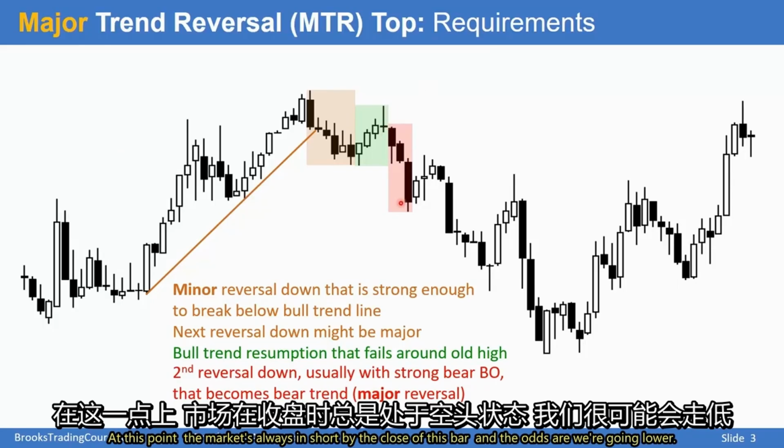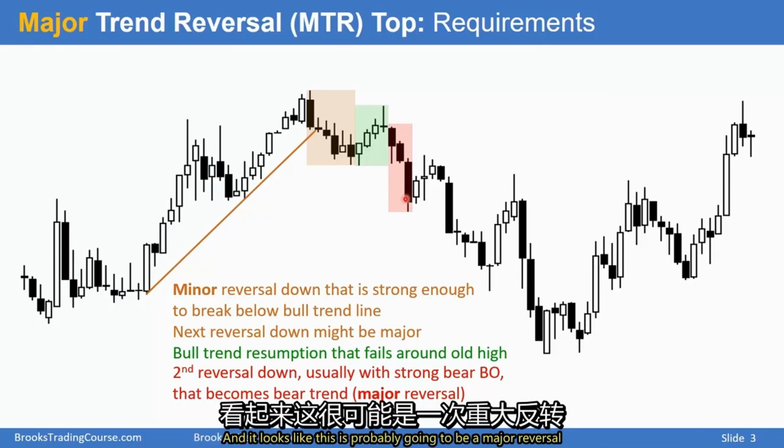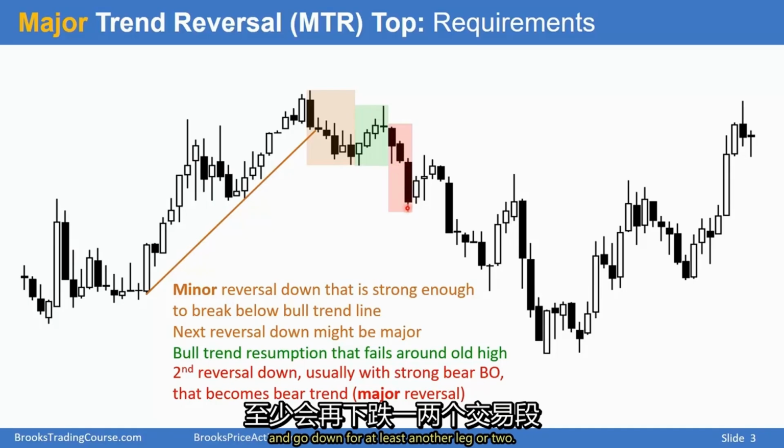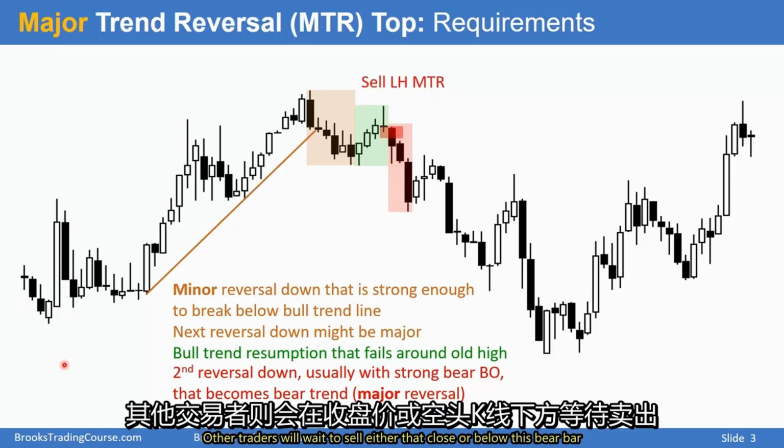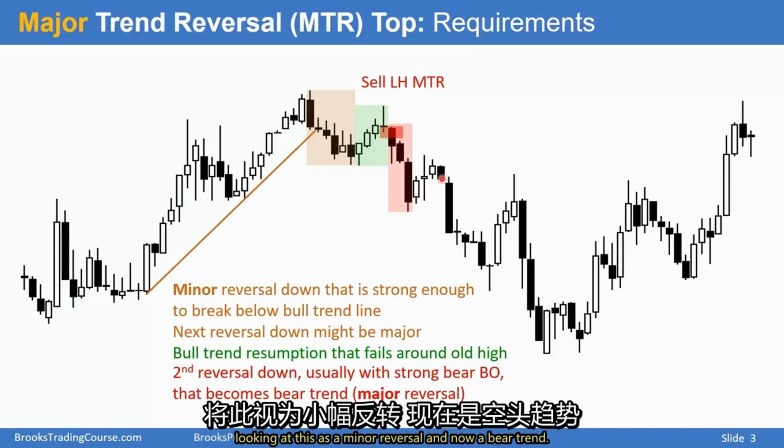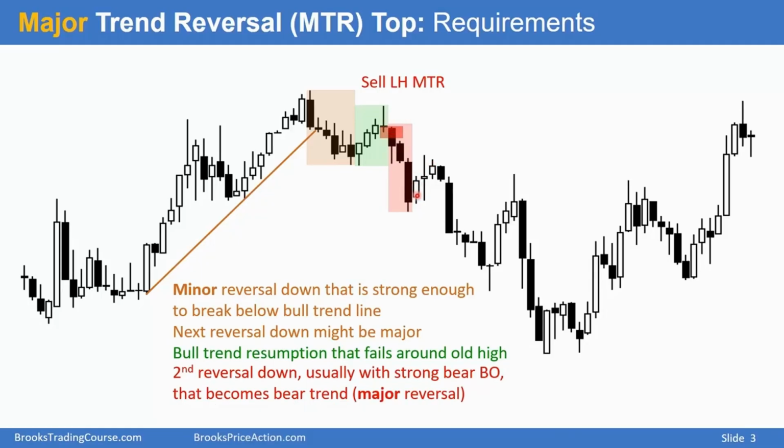Strong bear breakout. At this point, the market's always in short by the close of this bar, and the odds are we're going lower. And it looks like this is probably going to be a major reversal and go down for at least another leg or 2. Some traders will sell here, other traders will wait to sell either that close or below this bear bar, looking at this as a minor reversal in now a bear trend.